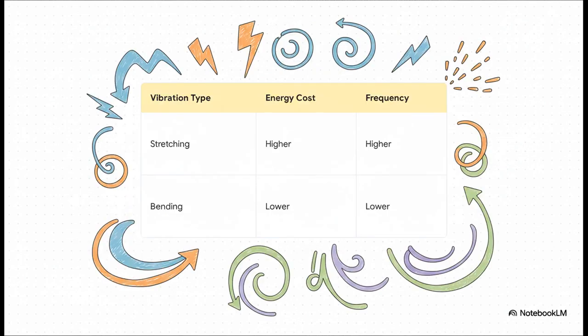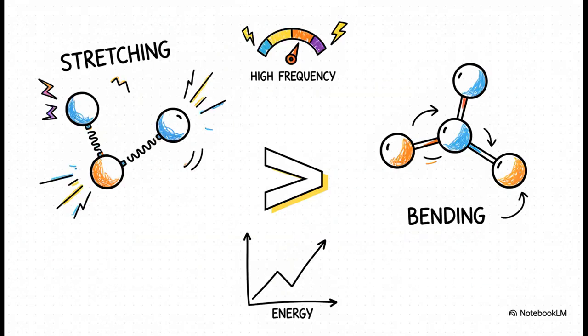And it's not just about the energy cost either. Stretching vibrations also happen at a much higher frequency. That means they're not just more powerful, they're also faster and more frantic. Bending is a lower energy move, and therefore it's a lower frequency, a much slower, more graceful kind of motion. So, the single most important takeaway here is simple. When it comes to energy, stretching is always greater than bending. It's the high-energy, high-frequency power move in the secret life of molecules.